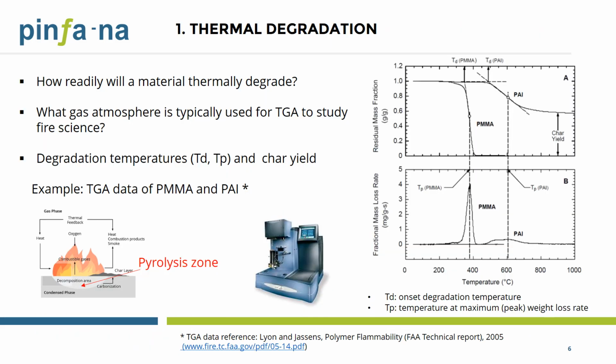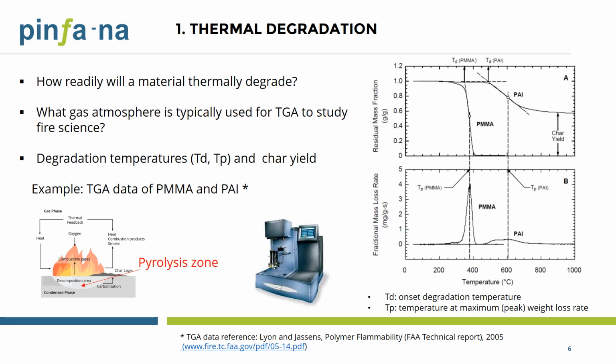Let's look at the first material behavior in a fire, thermal degradation. Thermal degradation is a critical process enabling ignition or continuous development of a typical fire involving plastics, since the fuel of the fire comes from the thermal degradation or pyrolysis of plastic material.